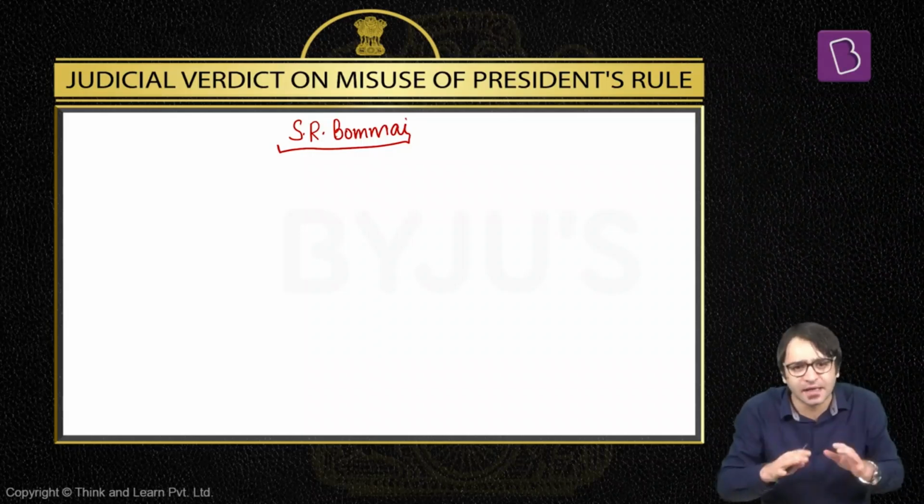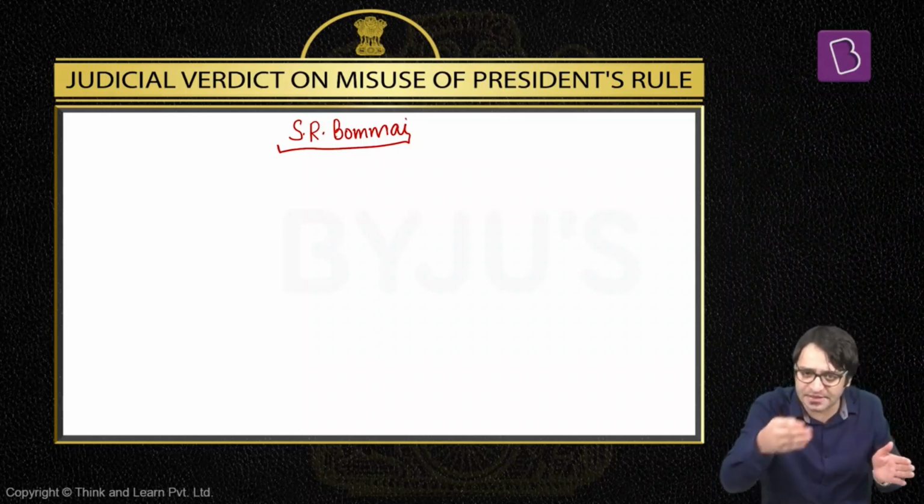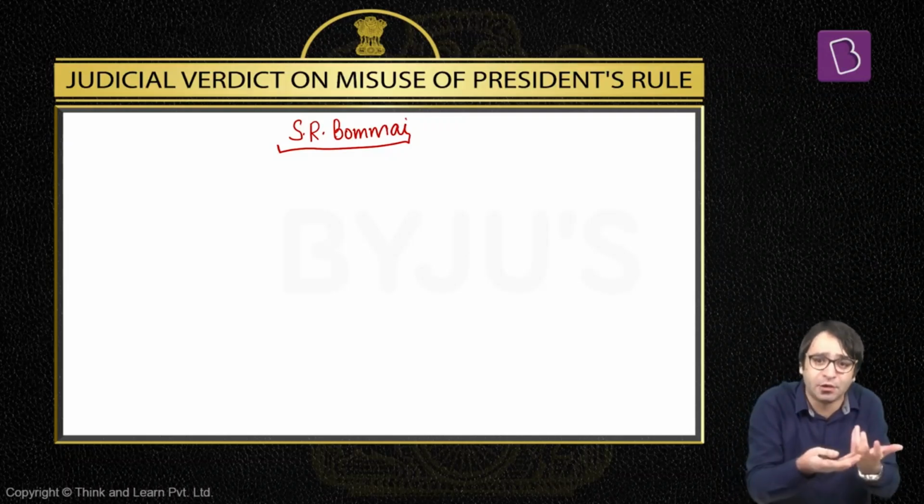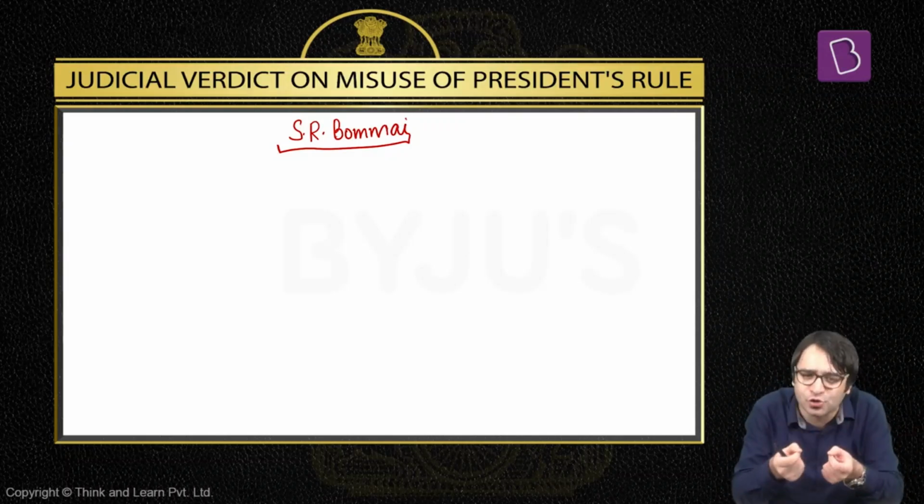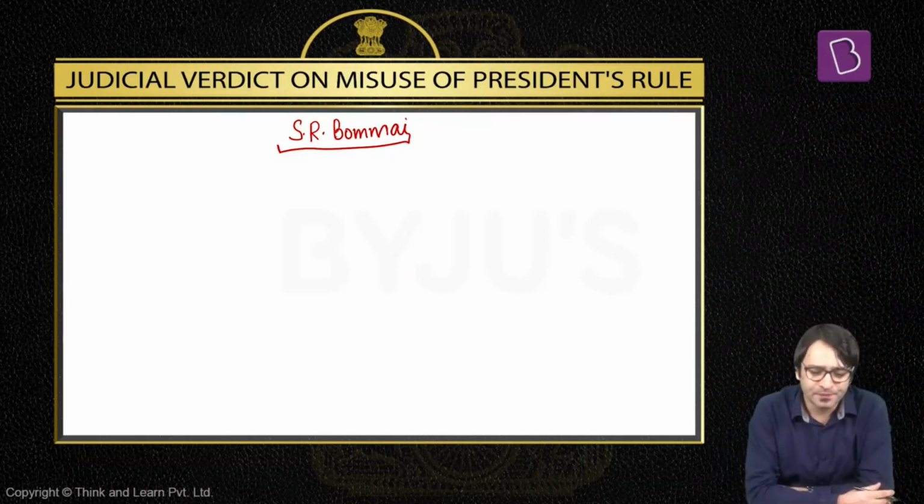S.R. Bommai is asking the governor, dear governor, I think I have the majority. These letters which have been sent to you, MLAs are themselves claiming that we did not write this letter. At least 7 to 9 are claiming we did not write this letter. Their signatures have been forged. So I know I have the majority. Give me an opportunity. Let's conduct a floor test. I will prove my majority on the floor of the legislative assembly. The governor is saying no, you have lost the majority. He submitted a report to the president that there is breakdown of constitutional machinery.